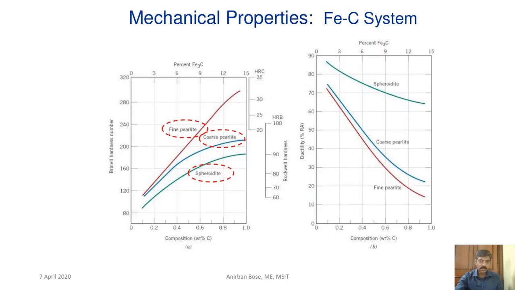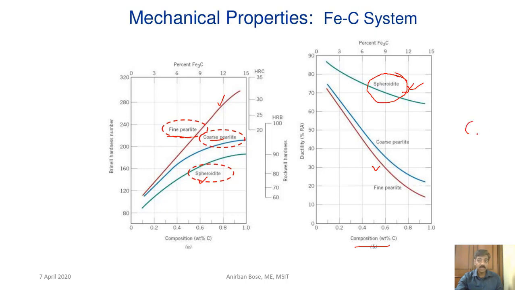Here you can see the comparison of fine pearlite, coarse pearlite and spheroidite. In fine pearlite the hardness is high, whereas in coarse pearlite the hardness is less. In spheroidite the hardness is even less, so this is the softest grade. Ductility in fine pearlite is very small, in coarse pearlite it is higher, and it is very high in spheroidite, and that is why this particular structure is suitable for machining.